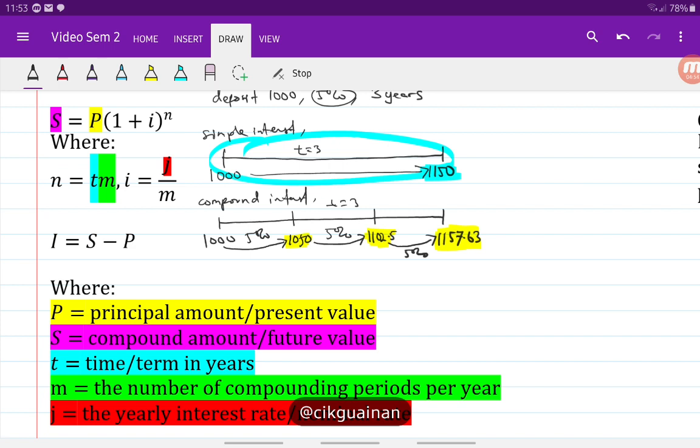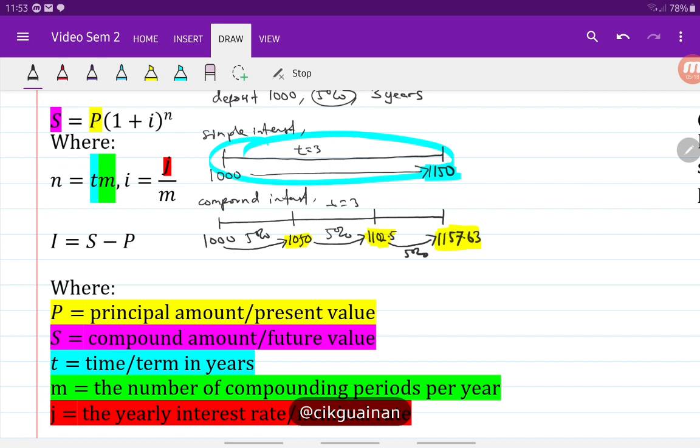I think it's too small, but never mind. So P is the principal amount or present value. S is the compound amount or the future value. T is the time or term, the years of the loan or the deposit involved. M is the number of compounding periods per year.